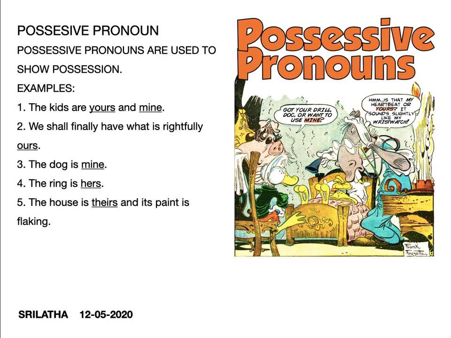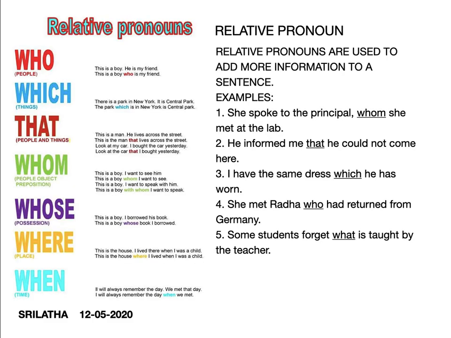Let us move on to the next kind of pronoun, that is relative pronoun. Relative pronouns are used to add more information to a sentence. For example, she spoke to the principal whom she met at the lab. He informed me that he could not come here. Here the words whom and that are relative pronouns. Some relative pronouns are given like who, which, that, whom, whose, where and when.